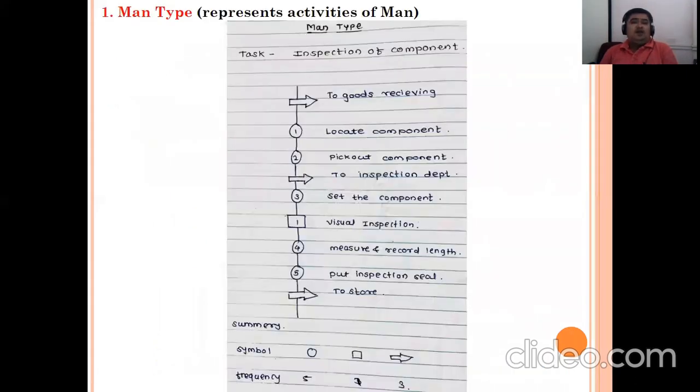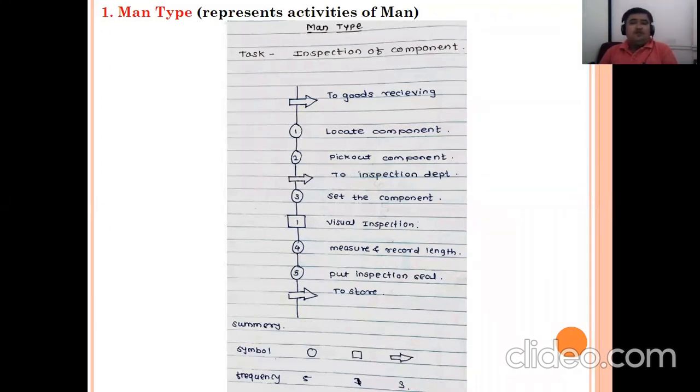If we go a little bit example-wise, the first is the man type. For that man type, what is the task given? Inspection of component. So let's take this as one example. You can take any component. Okay, so you are standing at the inspection table, and your task is to inspect the component. Then how is that person working?